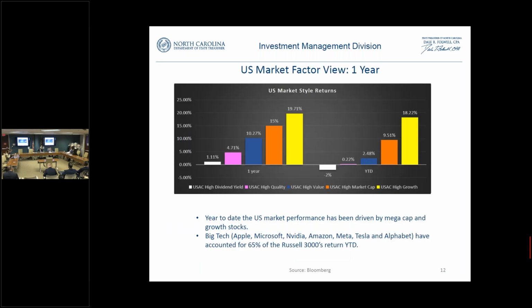Next slide. There's just a little more detail on that. You can see over both the 1 year and year to date, top performing style is growth and large cap stocks, with the worst performance coming from yield stocks and quality stocks.